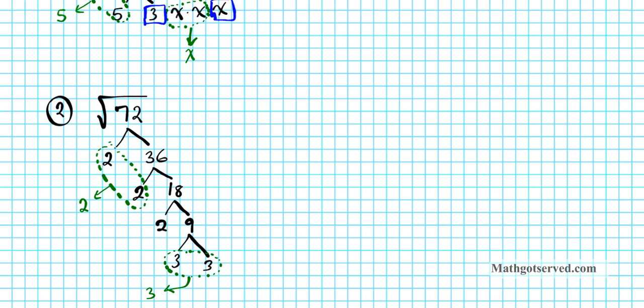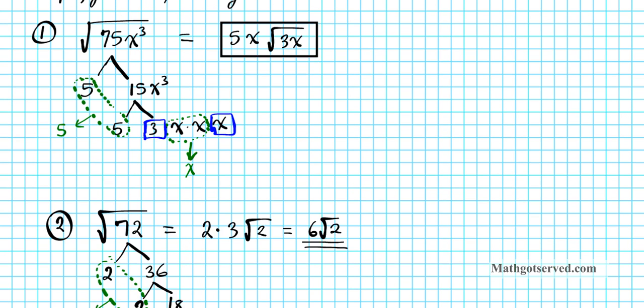Okay? The other 2, this is by itself, so it remains under the radical sign. All right, so the simplified form of this is going to be 2 times 3, the numbers that had pairs, and then the 3 stays behind, the 2 stays behind. And then 2 times 3 on the outside is going to be 6. 6 root 2 is your simplified form of the square root of 72.